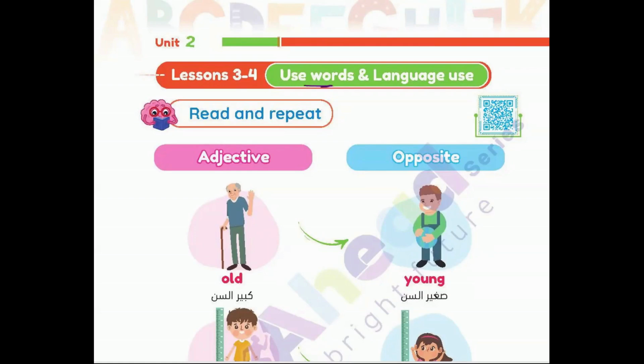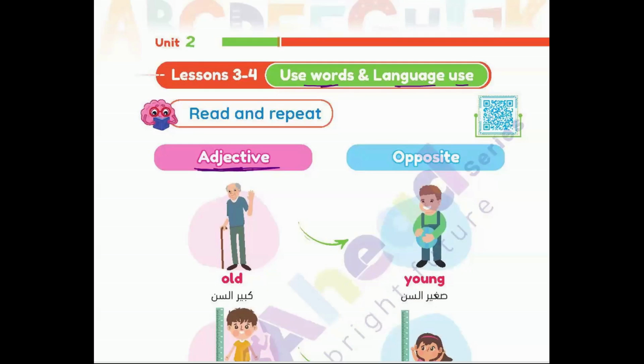Use words, language use. Okay, we will use some words in the language. Let's check what we have here. Read and learn: adjectives. Okay, we learned these kinds of words before. Adjectives. If you don't know the meaning of adjective, let's talk about this.